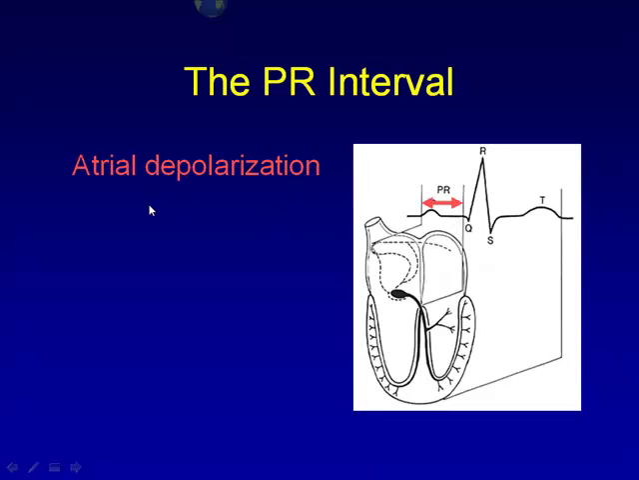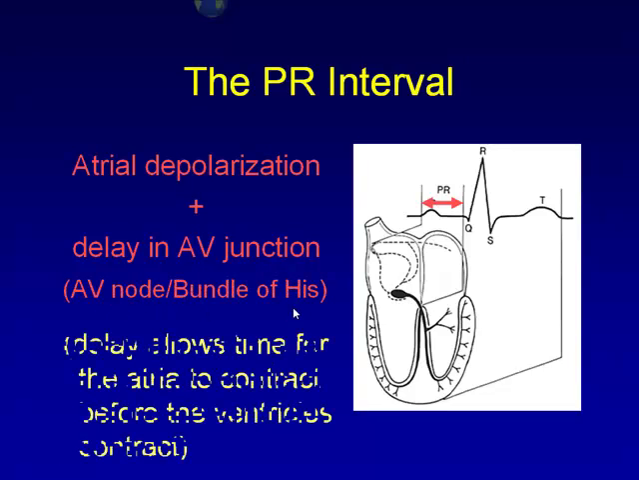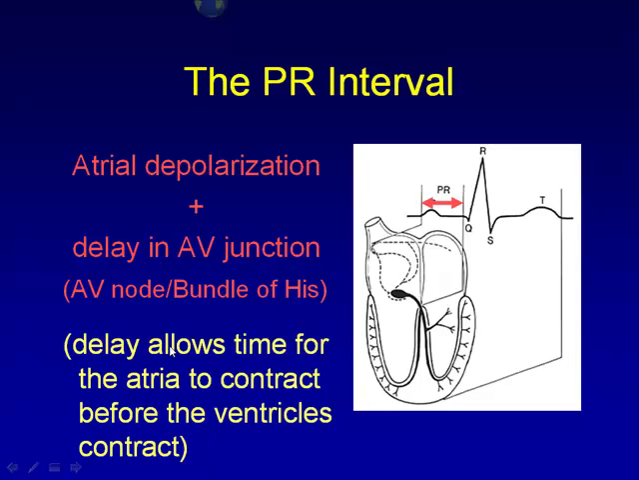PR interval is telling us about the atrial depolarization, which is the P wave, and also the delay that happened on the AV junction. What do we mean by AV junction? Two things: the AV node and the bundle of His. What is the benefit of delaying the impulses in that time? The delay is for allowing time for the atria to contract before the ventricles contract, filling the ventricles with blood.